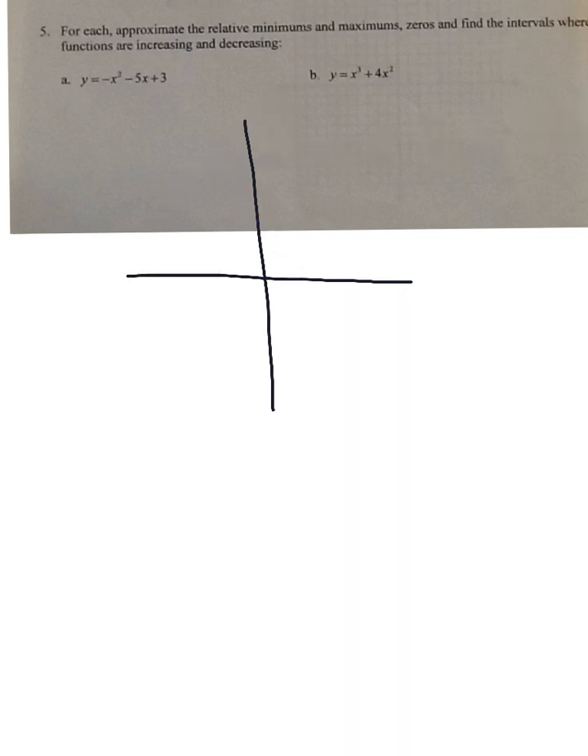Okay, so the graph for B looks like this. Okay, so let's start with the max. So this max right here is negative 2.7, comma 9.5. And the minimum, which is also now one of your zeros, is 0, 0. So I have my max, my min. One of my zeros is x equals 0. The other 0, which is right there, is x equals negative 4.